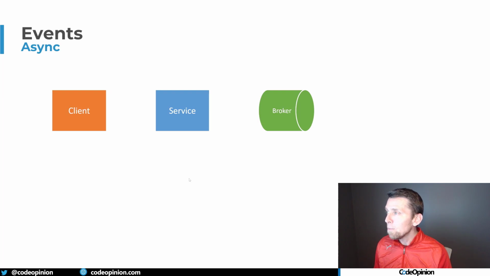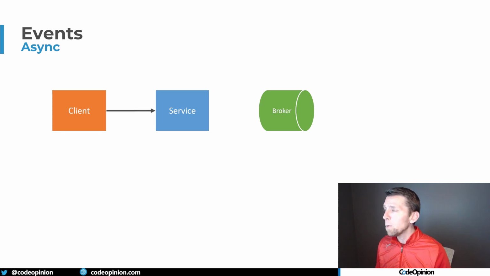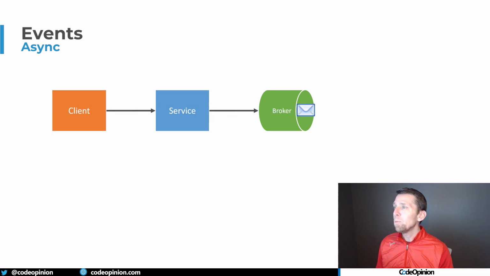So I would much rather do it in an asynchronous way using a message broker to publish that message. So that means that we have our client, we do whatever we need to do, we generate an event, we publish that to the broker, and then we're done. We can tell the client, great, thanks for whatever you requested.